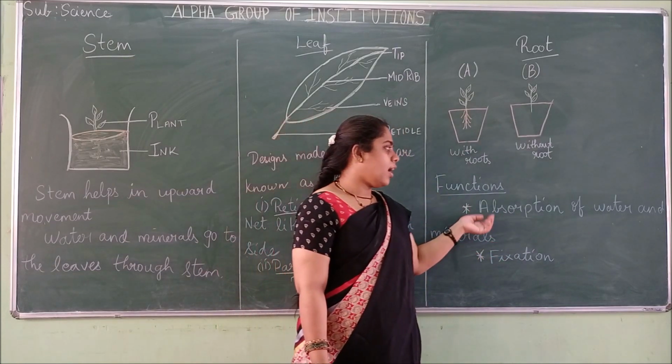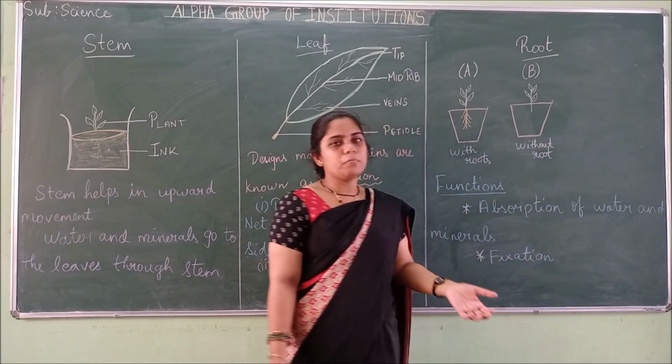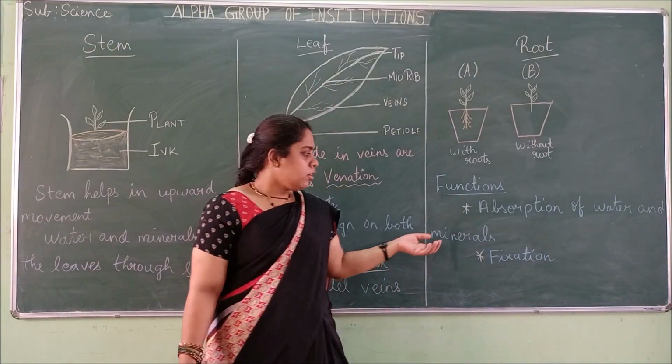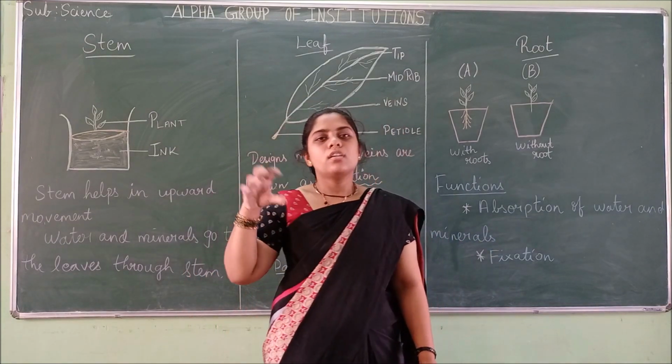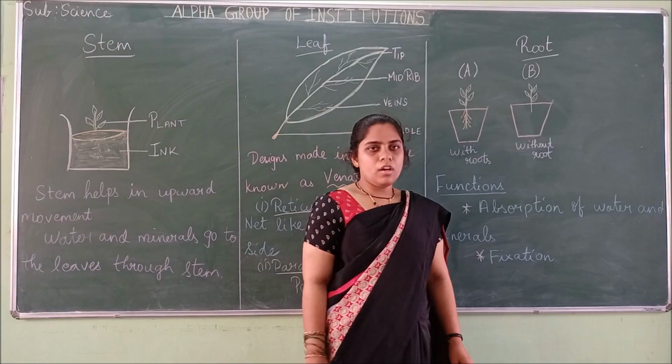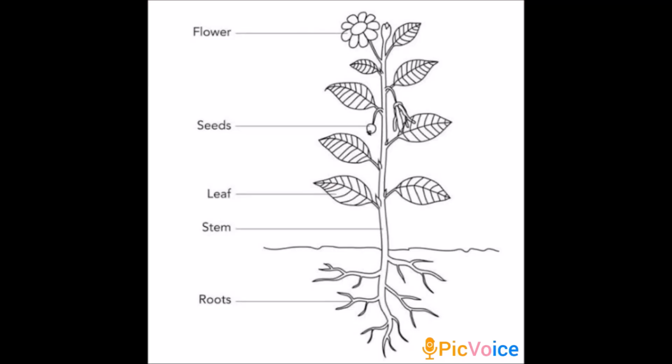So the functions of root are absorption of water and minerals, and fixation. It fixes the soil and the plant. This is an important function of root. Now you can see the parts of the plant. I already drew on the board and explained all the parts. Now you have to draw this diagram on a sheet of paper and mark all the parts neatly. Take a picture and send it in the WhatsApp group.